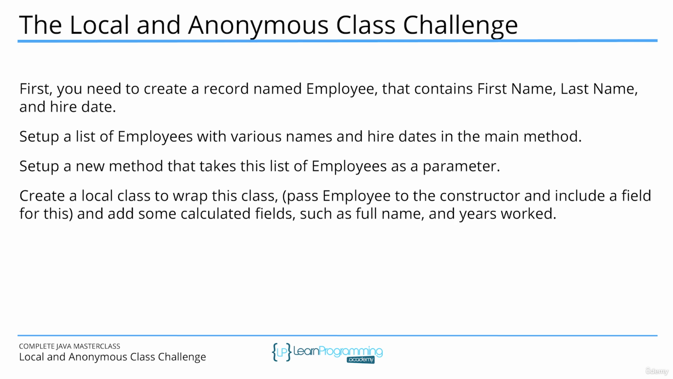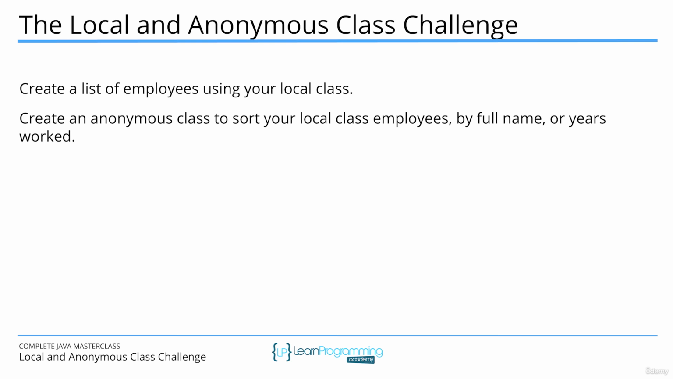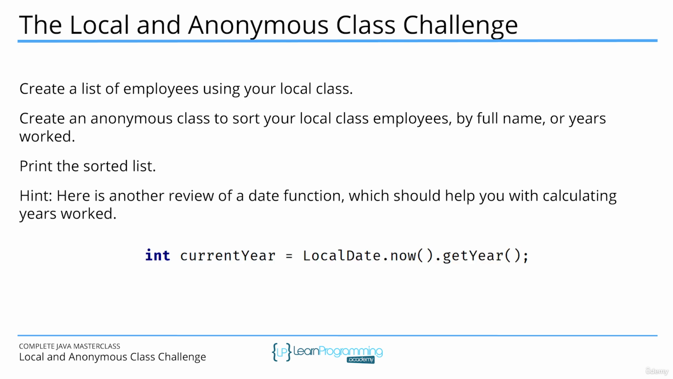Create a local class to wrap this class, pass employee to the constructor, and include a field for this, and add some calculated fields such as full name and years worked. Create a list of employees using your local class. Create an anonymous class to sort your local class employees by full name or years worked. Print the sorted list. Hint: here is another review of a date function which should help you with calculating years worked. I'll be covering dates and time thoroughly in an upcoming section of the course.